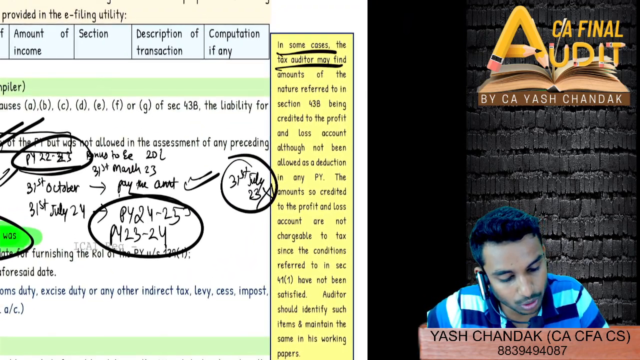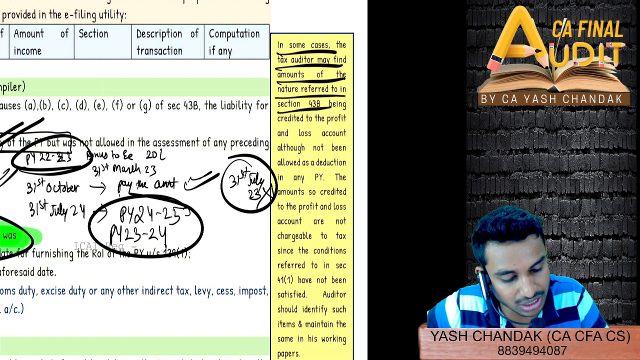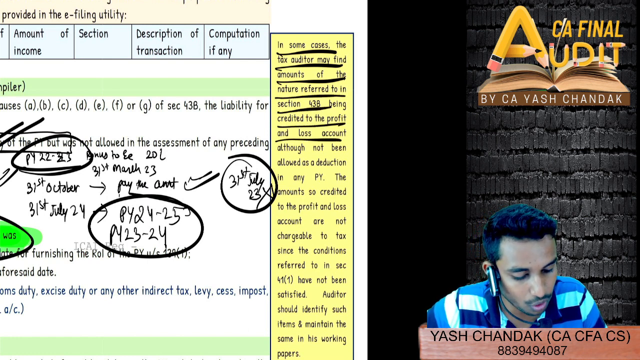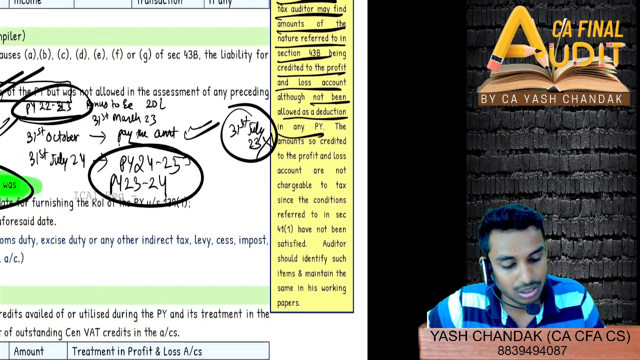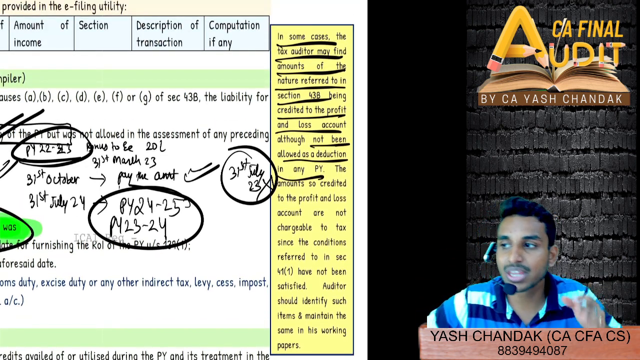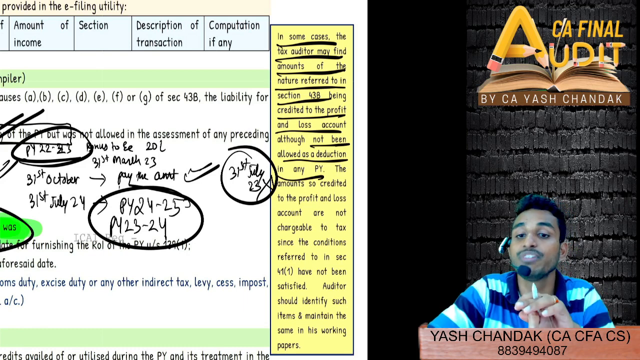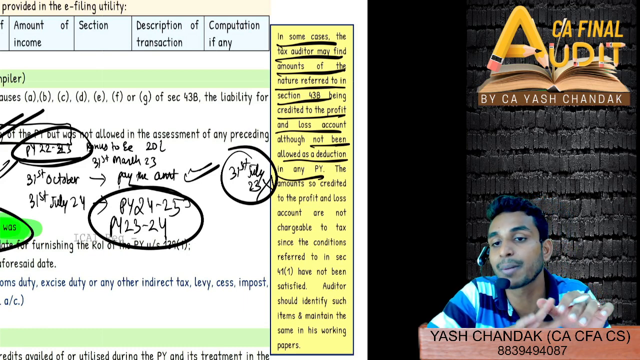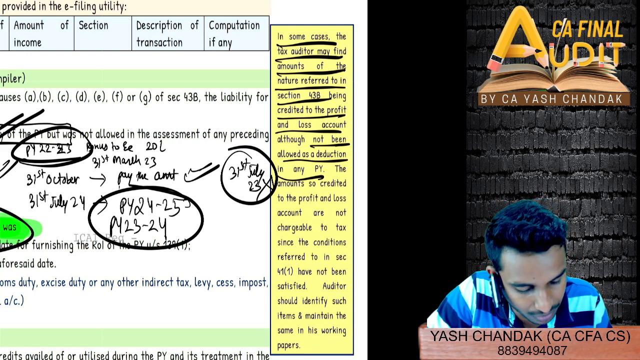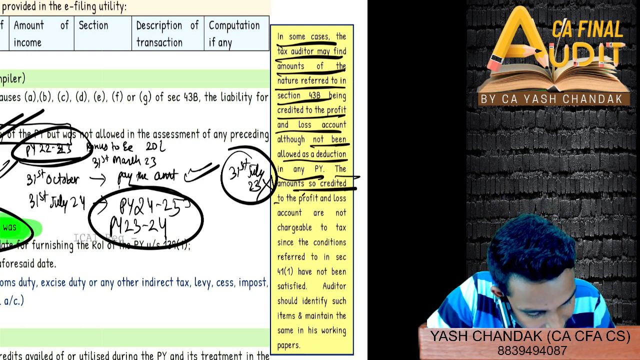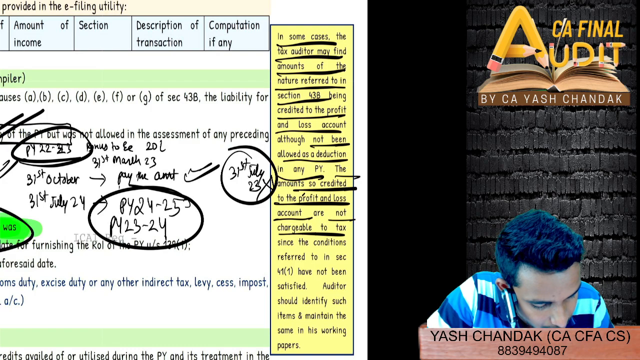In some cases, the tax auditor may find amounts of the nature referred to in section 43B being credited to the profit and loss account, although not allowed as a deduction in any previous year. What does it say? That in some cases there could be certain expenses which are not allowed by the income tax department under section 43B because they have not been paid before the due date of return of income. The amounts so credited to the profit and loss account are not chargeable to tax.